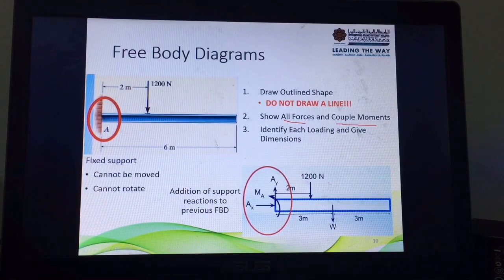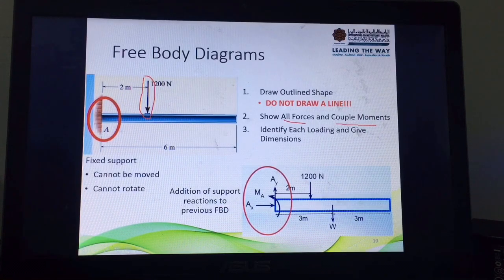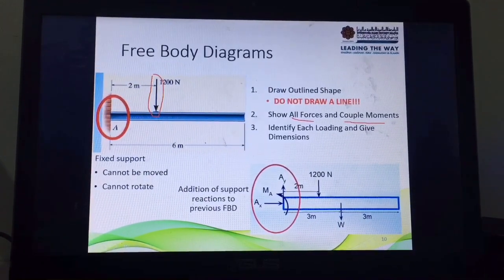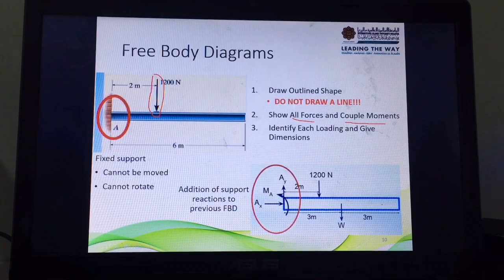So what is the obvious force, which is the first one here, isn't it? The concentrated load acting at 2 meters from the support A. So we draw 1200 Newton here, right? And then what happened here? What happened at point A? Why doesn't the beam go down when we apply the 1200 Newton load? It is because we have the fixed support here.